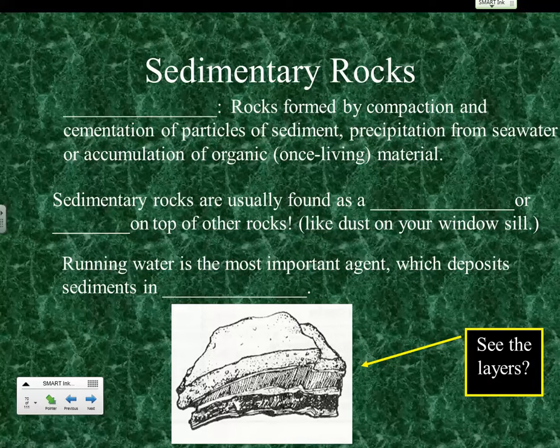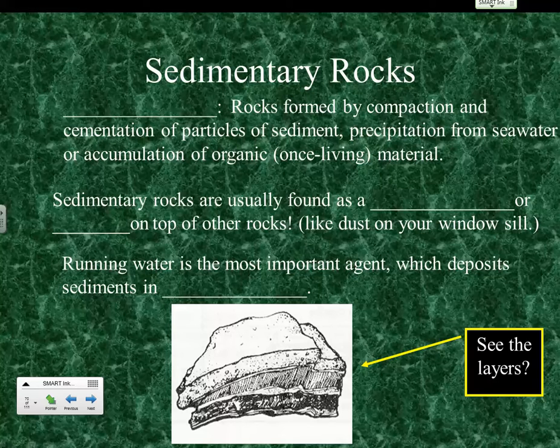Today's lesson is on sedimentary rocks. We just finished up igneous rocks. Remember, those are the rocks made from molten rock cooled off into solidified rock. Sedimentary rocks are a little different. These rocks are not formed by melting and solidification.